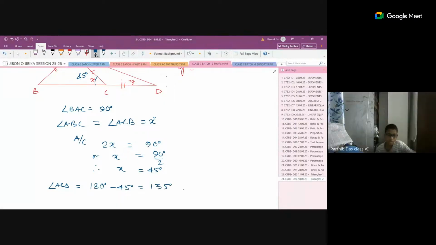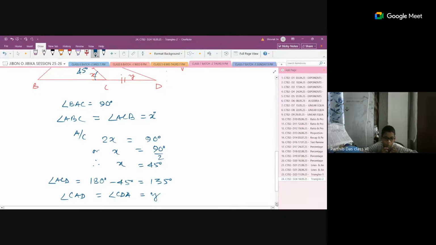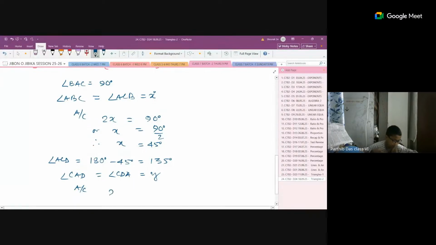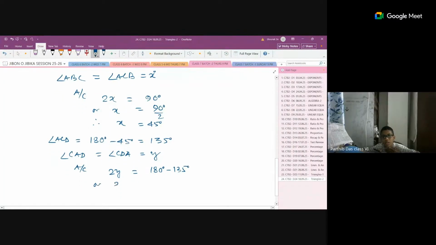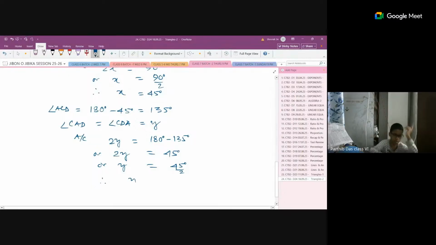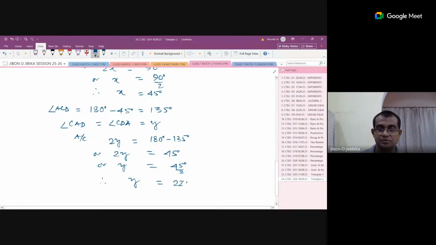And angle CAD is equal to angle CDA, which is equal to y. So according to the condition, 2y is equal to 180 degrees minus 135 degrees, which is equal to 45 degrees. Or y is equal to 45 by 2, or y is equal to 22.5 degrees.